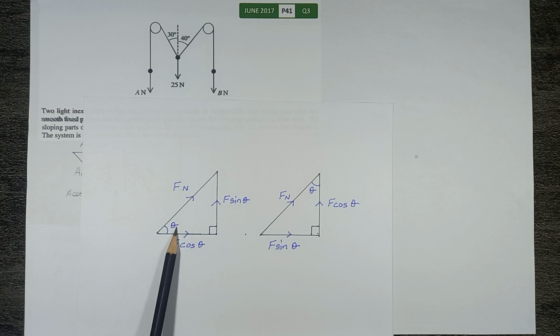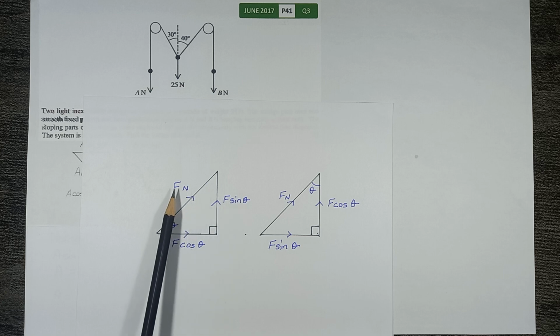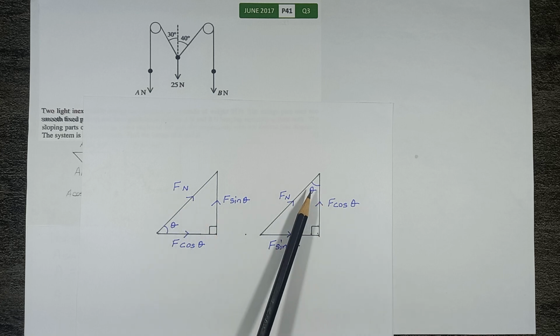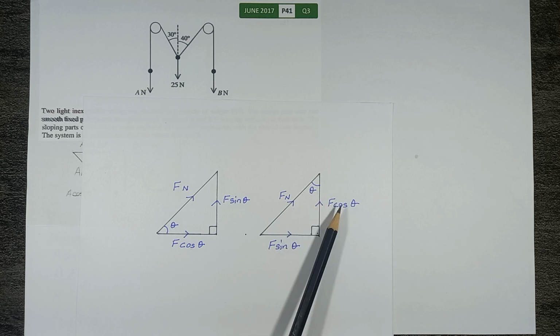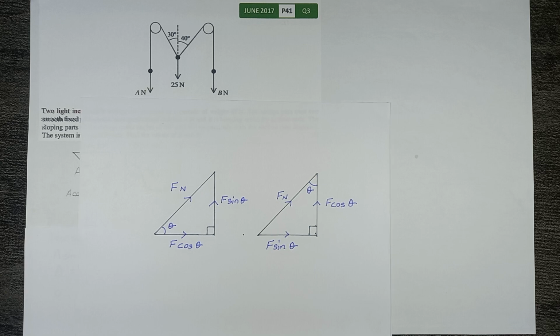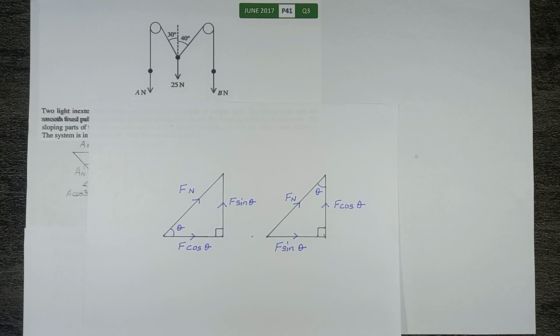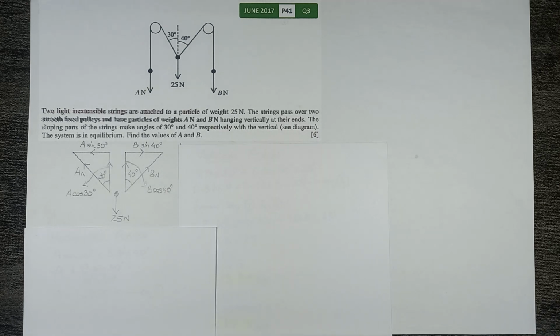If this is the angle which is given in the diagram, then the side next to that would be the cos component of this particular force, and the opposite side would be the sine component of that force. But if the angle is given over here, then the side next to that would be the cos component of that force, and the opposite would be the sine component. That means it is not that the horizontal component is always a cos component. It depends upon where the angle is, and based on that angle you have to decide which side is the cos component side and which side is the sine component side.